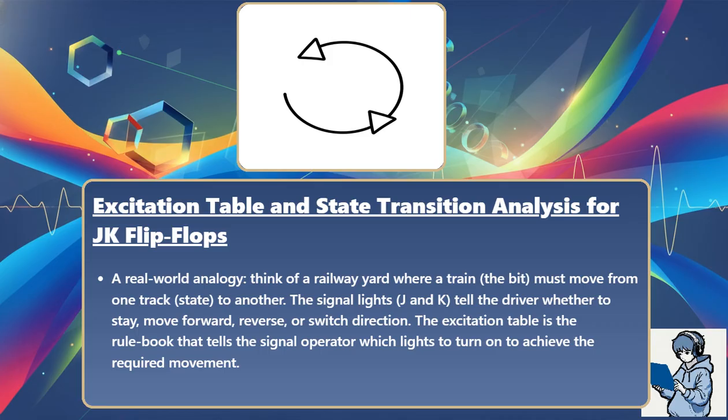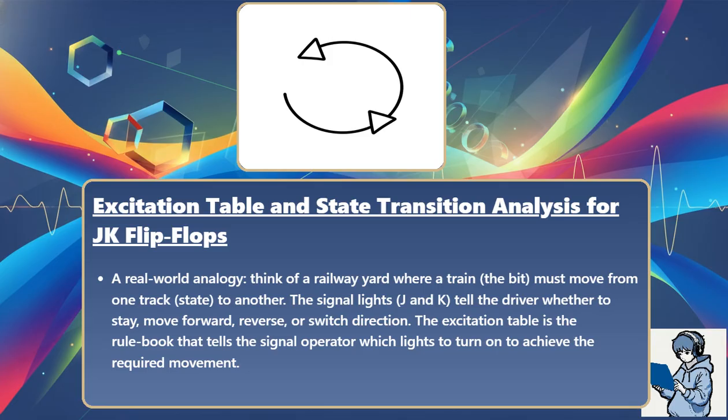A real-world analogy. Think of a railway yard where a train, the bit, must move from one track state to another. The signal lights J and K tell the driver whether to stay, move forward, reverse, or switch direction. The excitation table is the rule book that tells the signal operator which lights to turn on to achieve the required movement.